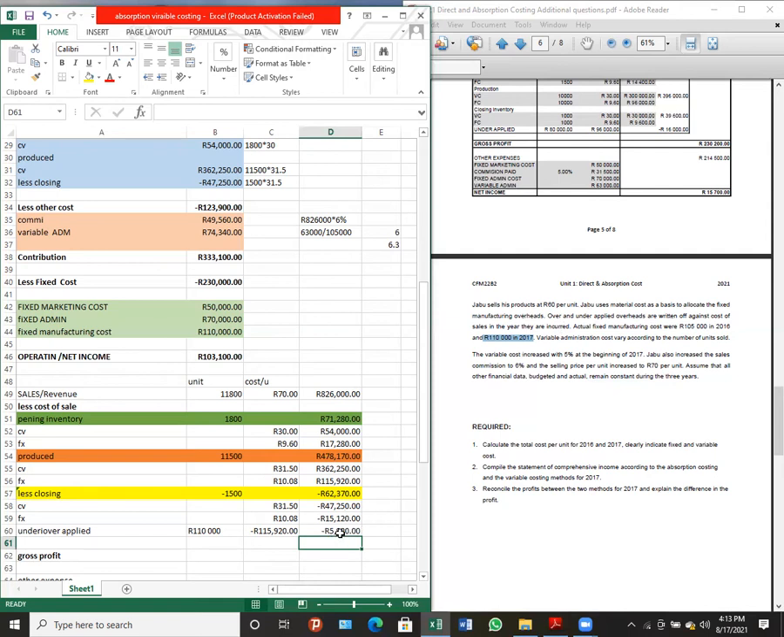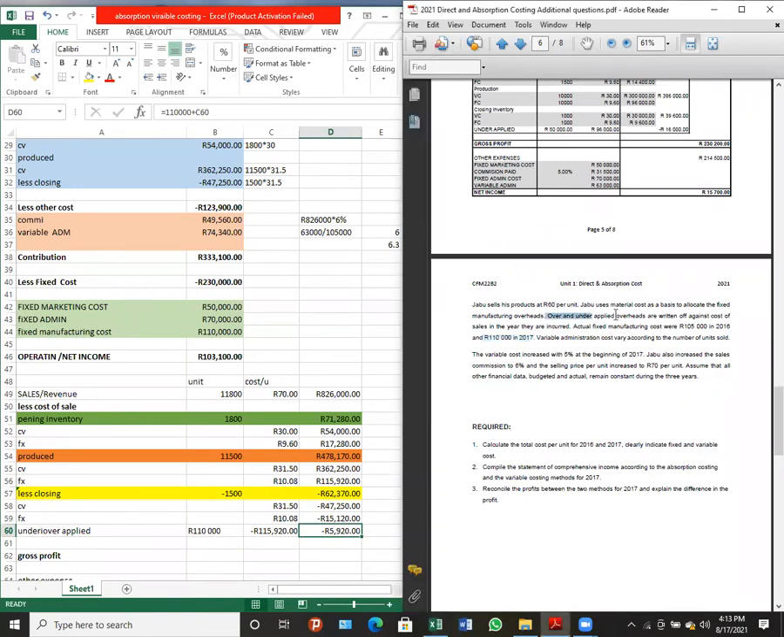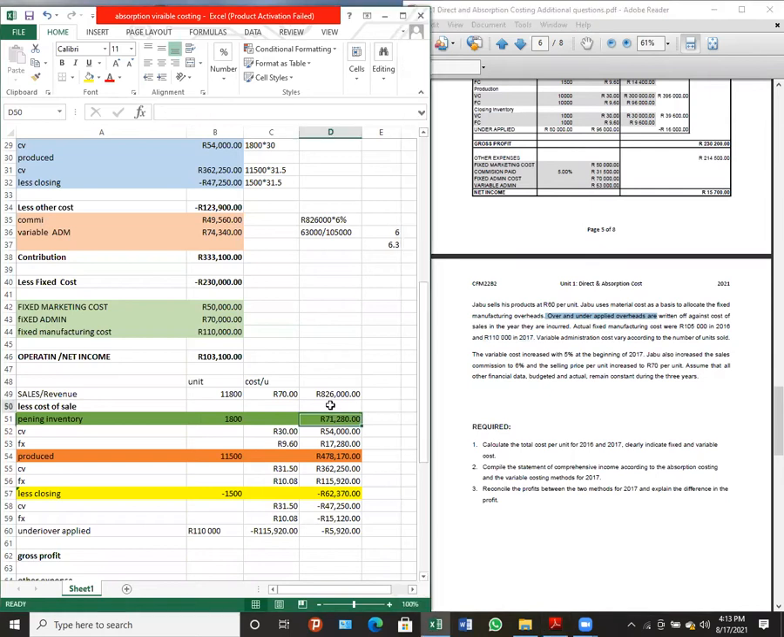Now, guys, we're going to do what? We are going to adjust, ne? When they say the under or over applied, they are written off like this. In this way, we apply what they've said here, ne? And then now we can calculate what we can less, cost of sales, ne? This.